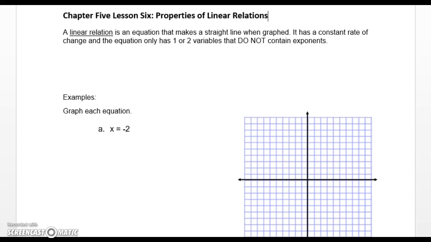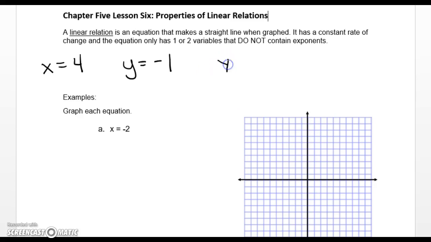Another property is that the equation only contains one or two variables, and one thing that's really important is that those variables cannot have exponents. So just to write down a few examples of linear relation equations, the first one we can talk about is when it has one variable. Some common ones that you might see, say if we have x is equal to positive 4, here we have a variable that does not contain an exponent. We could also have y is equal to negative 1. Here we have one variable with no exponent.